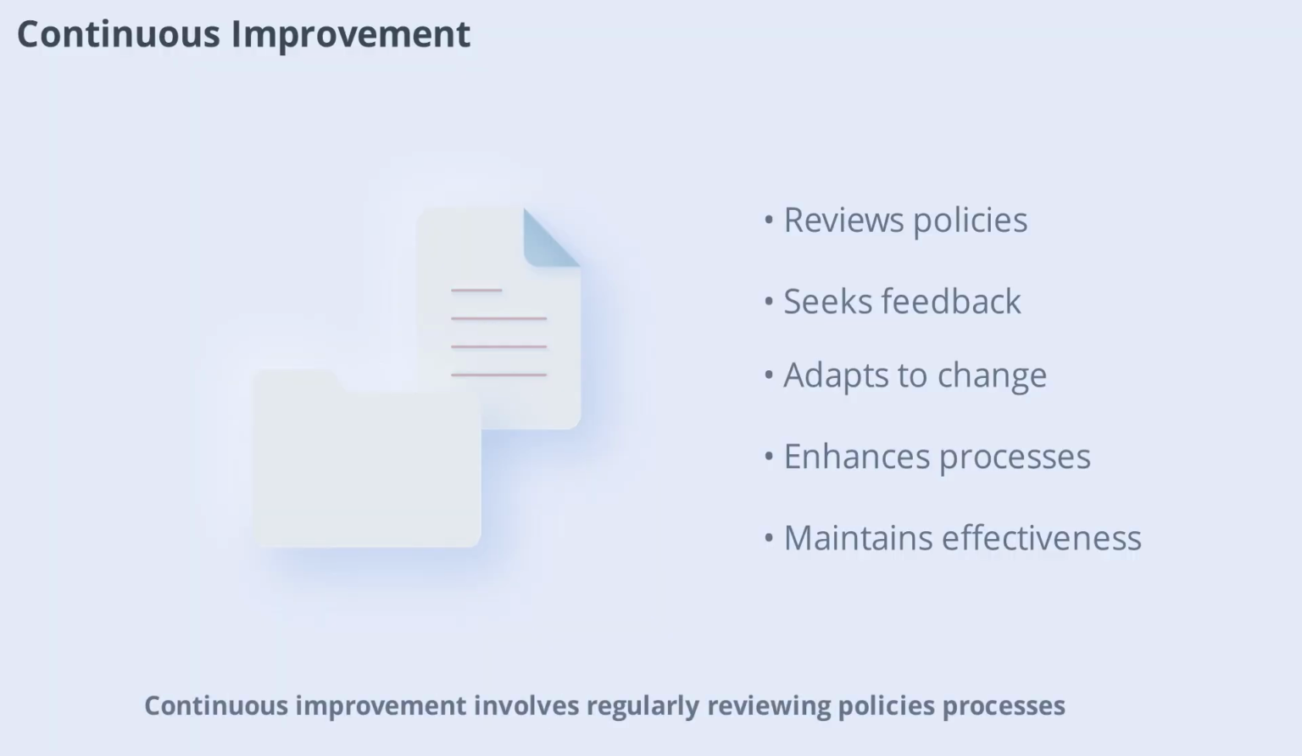Continuous improvement involves regularly reviewing policies, processes, and outcomes. Feedback from employees and stakeholders helps identify opportunities for enhancement. By staying flexible and responsive, organizations can adapt to new challenges and maintain effective governance over time.